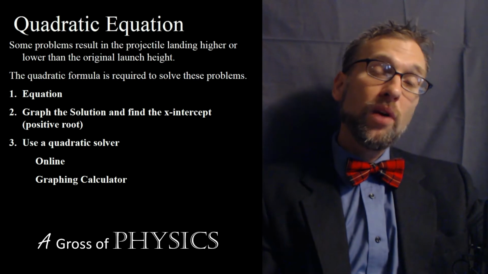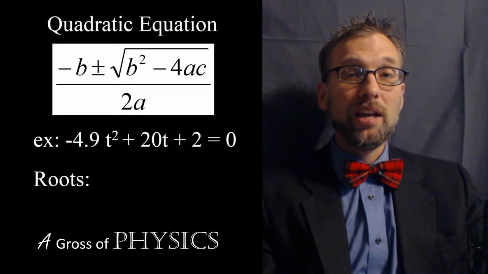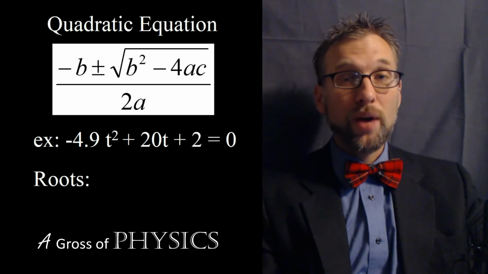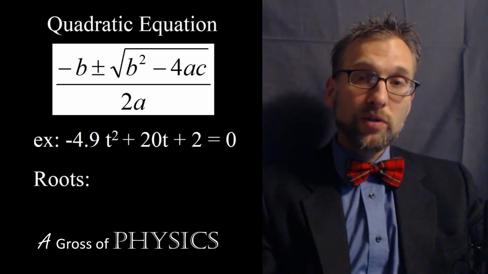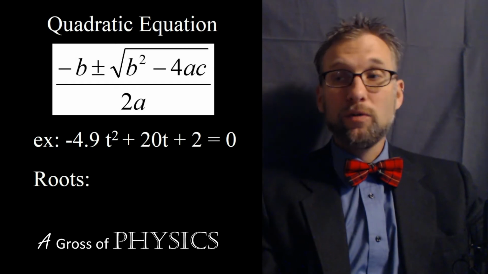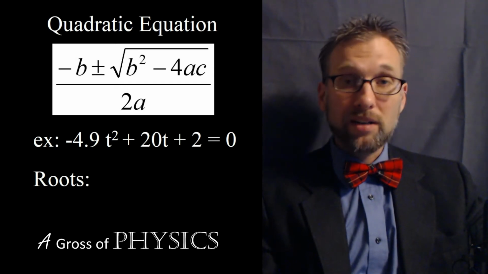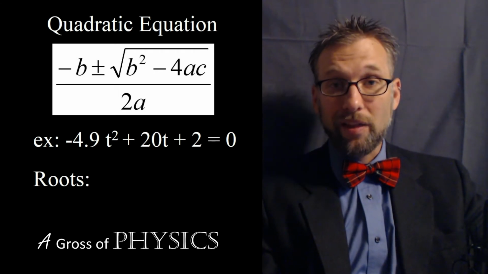If you guys remember, the quadratic equation is negative b plus or minus the square root of b squared minus 4ac, over 2a. And we can solve the quadratic equation by hand, which you've probably done in your math classes. And if not, it's a good thing to practice here. It will get you stronger in math.